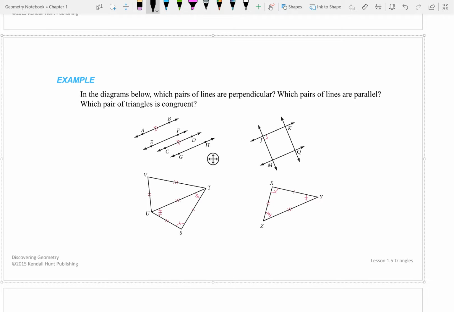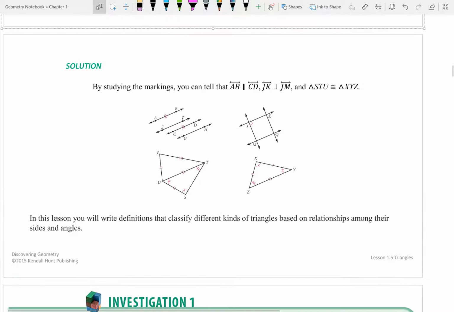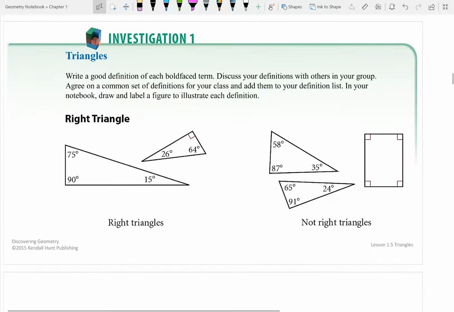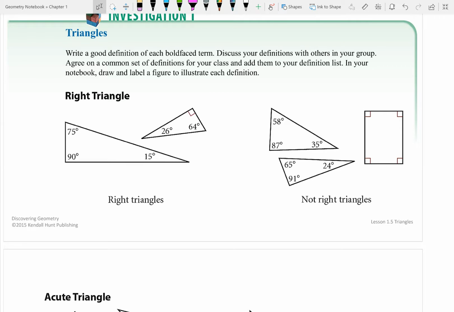The diagram below. Oh, we just did this. Write a good definition of each bold-faced term. Discuss your definition with others in your group. Agree on a common set of definitions for your class and add them to your definition list. In your notebook, draw and label a figure to illustrate each definition.